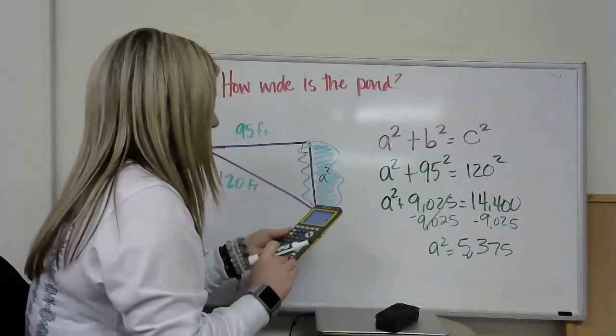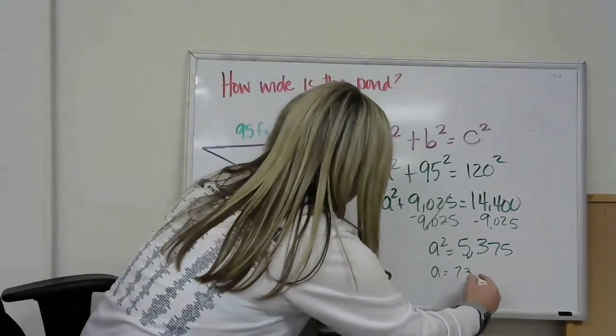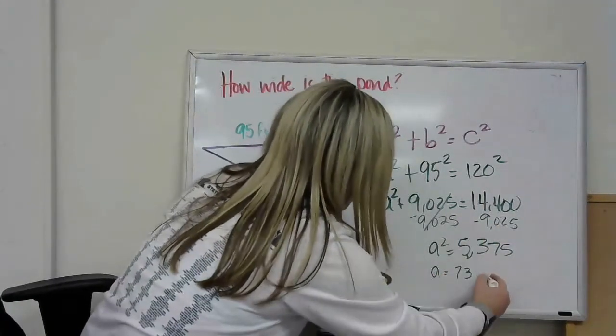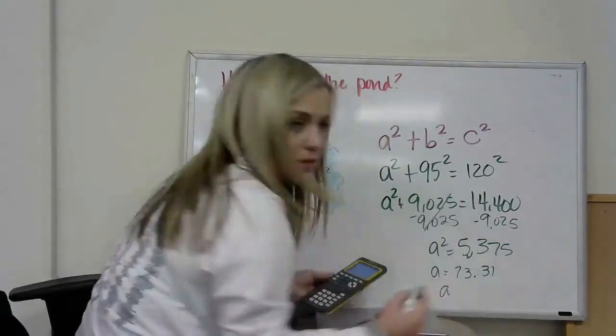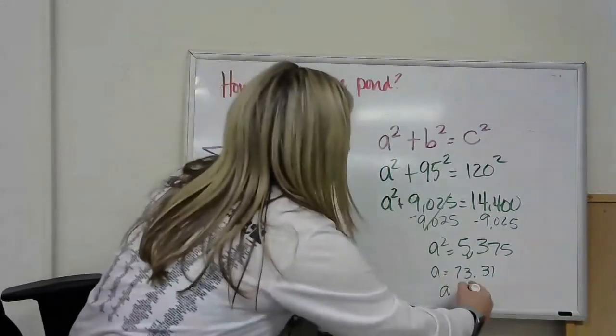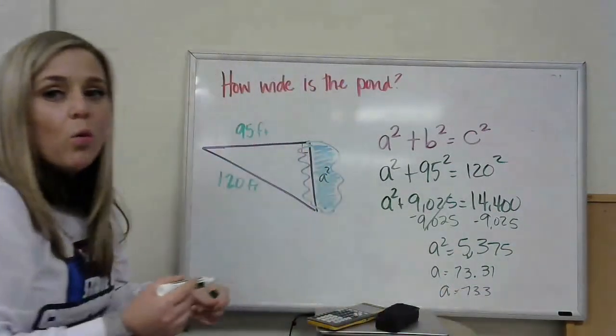The square root of 5,375 is another decimal number. So the pond is going to be 73.31, and we're going to go to one decimal place. Can y'all see that? That's going to round to about 73.3 feet wide.